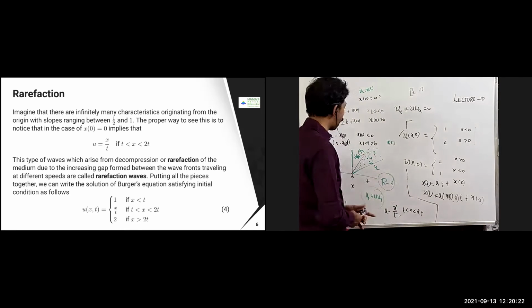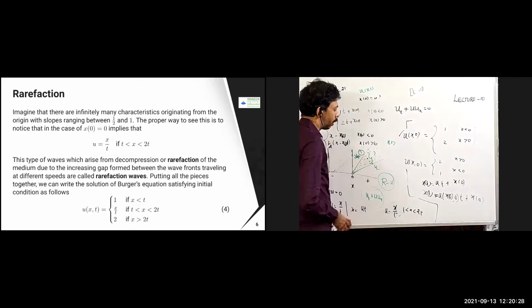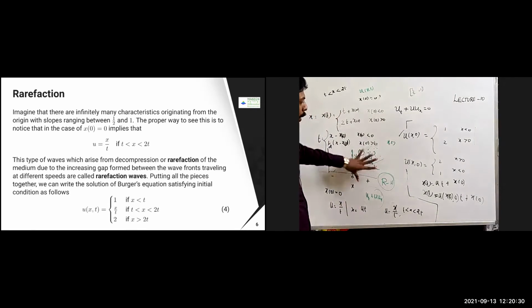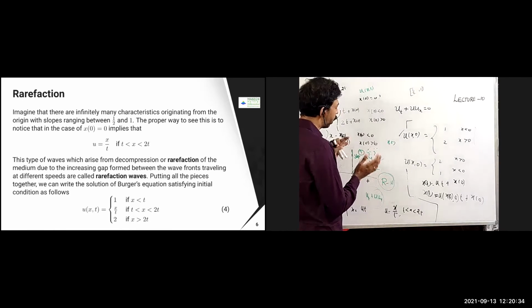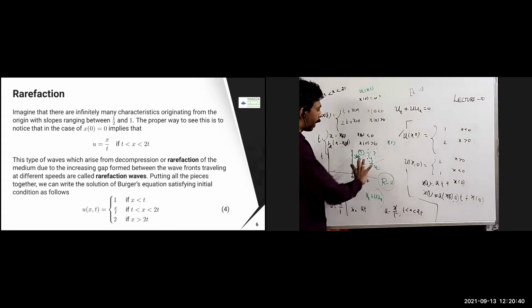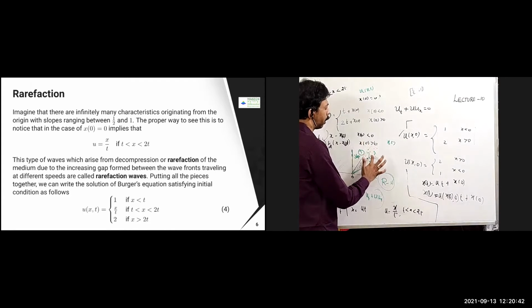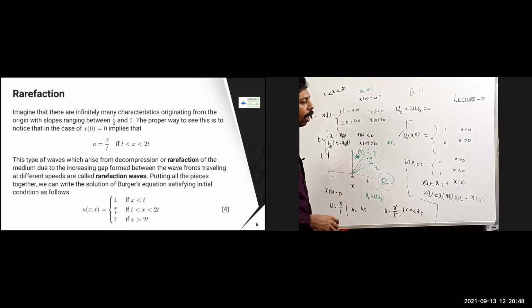So this type of case, where we have some kind of discrete data, is a decompression. Compression means the opposite. This is a kind of decompression, or it is called a rarefaction, which is going to fill the increasing gap. There is a gap which I am going to fill. So this type of phenomenon is called rarefaction.